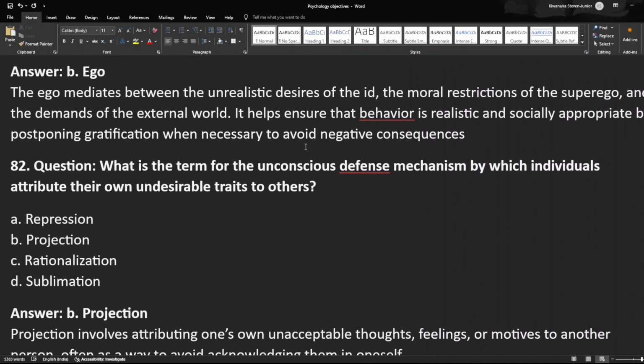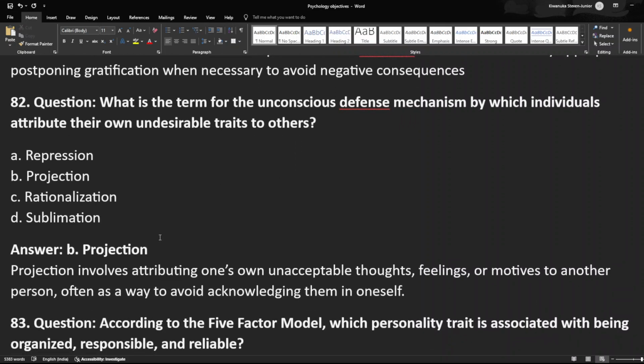82. What is the term for the unconscious defense mechanism by which individuals attribute their own undesirable traits to others? We see that is projection. Projection involves attributing one's own unacceptable thoughts, feelings, and motives to another person, often as a way to avoid acknowledging them in oneself. That is projection.